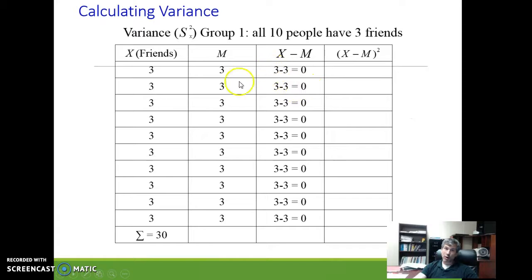Deviation score is very, very boring. Notice there's no variance here at all. So everybody has a deviation score of 0. 0 squared is still 0. That adds to 0. Our variance is 0. Not the most exciting calculation.